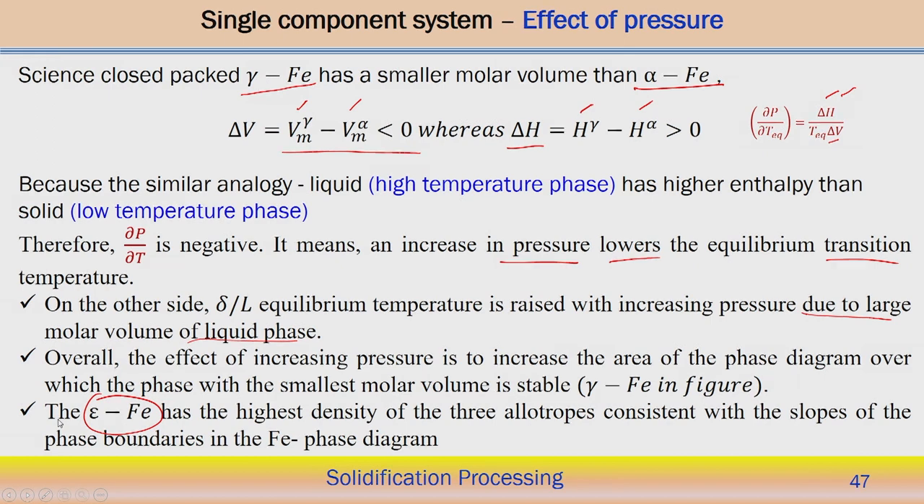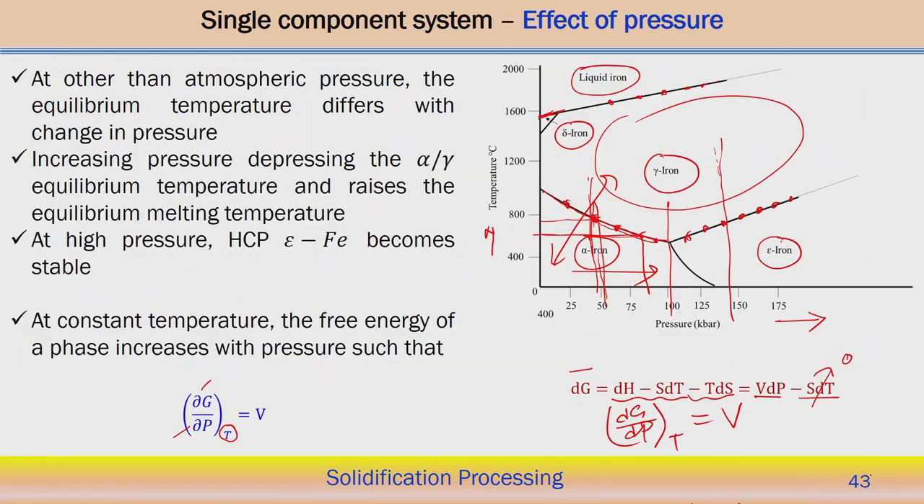I mean to say that in this case, if you look at the phase diagram, here you can see the highest density. Here the molar volume is much more, and with increasing pressure the equilibrium temperature actually increases. But more area is covered by the phase with the lower volume, and here we can see that gamma iron takes the lower volume and is more prone to occur at relatively high pressure. Then you can ask whether delta iron should have the higher area covered in this diagram.